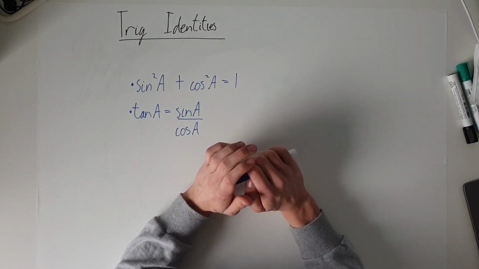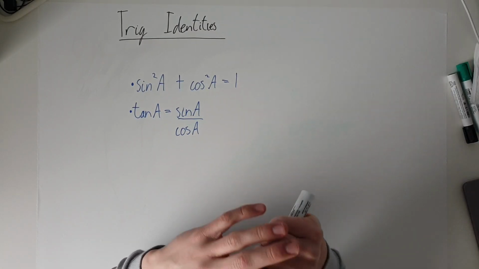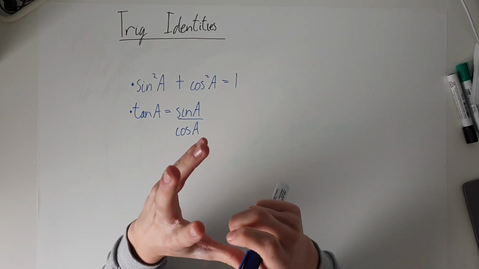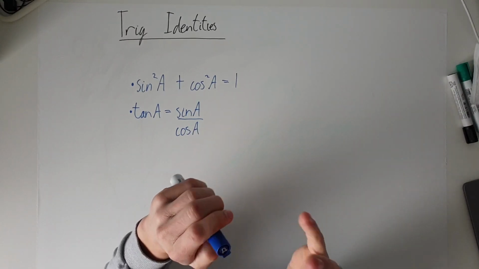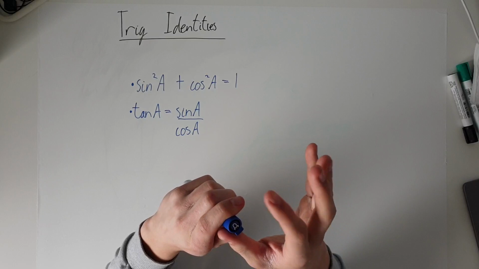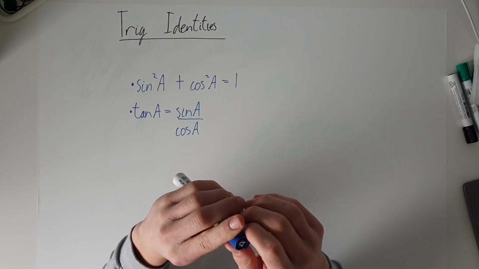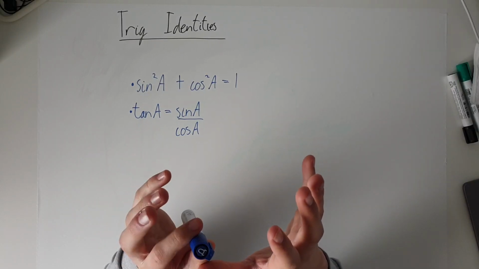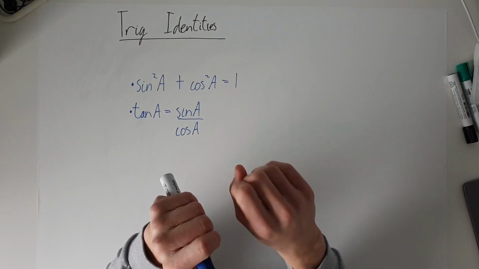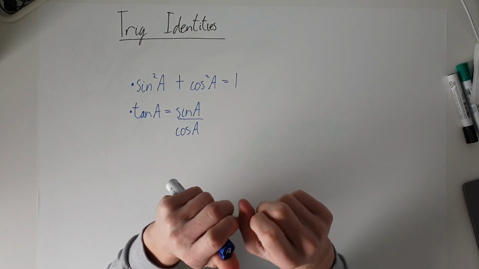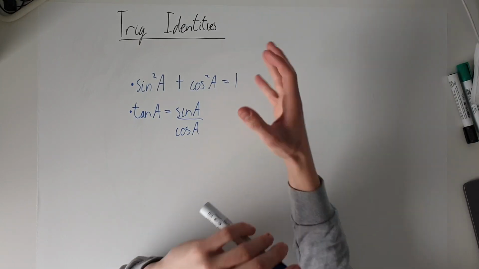So this is what we call trig identities. And they're basically the formulas between the trig functions. And while it is a pretty small part of the course, if you do understand it, you can pick up some really, really easy marks. So these are trig identities.